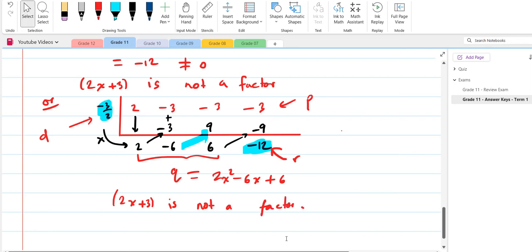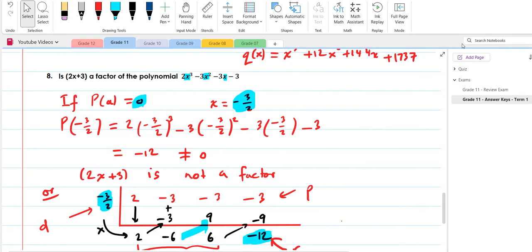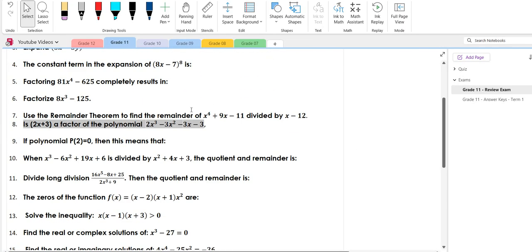So there are two methods to do that problem. That was question 8. Continuing, let's look at question number 9.